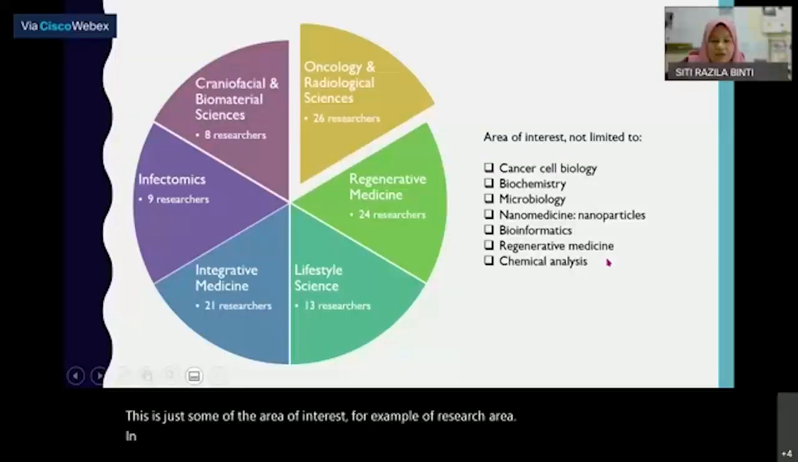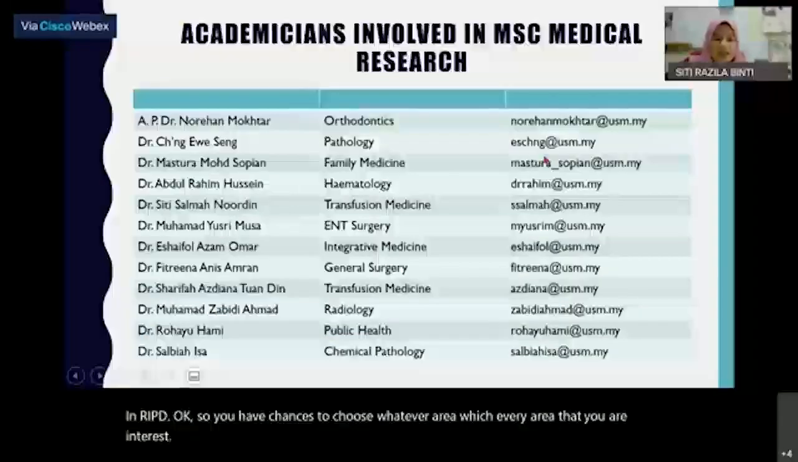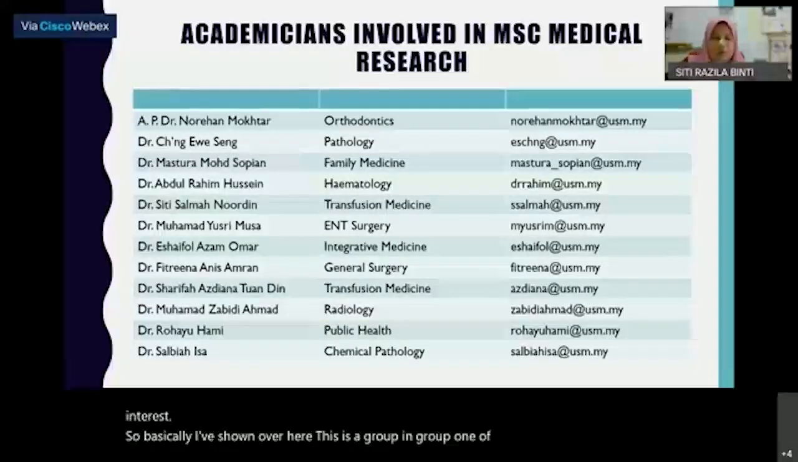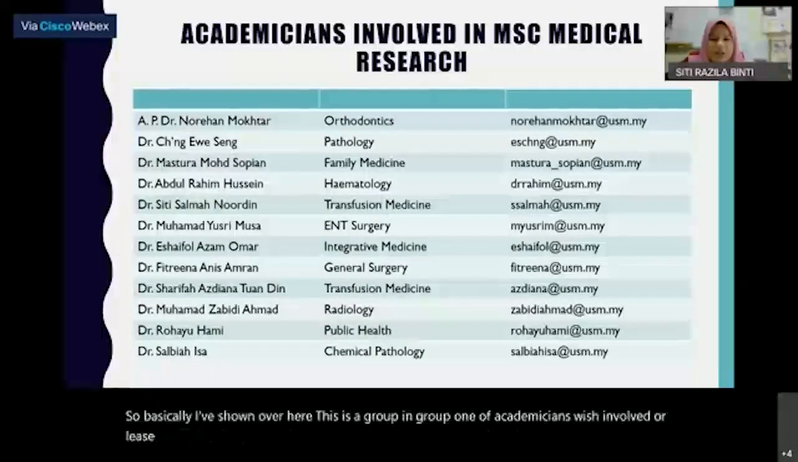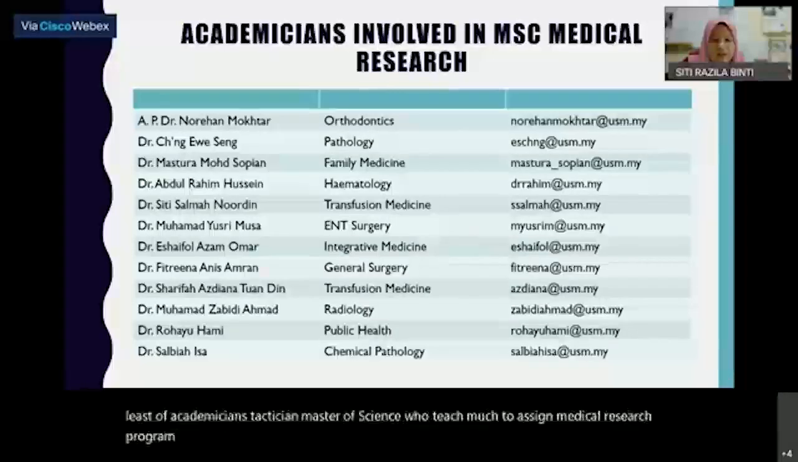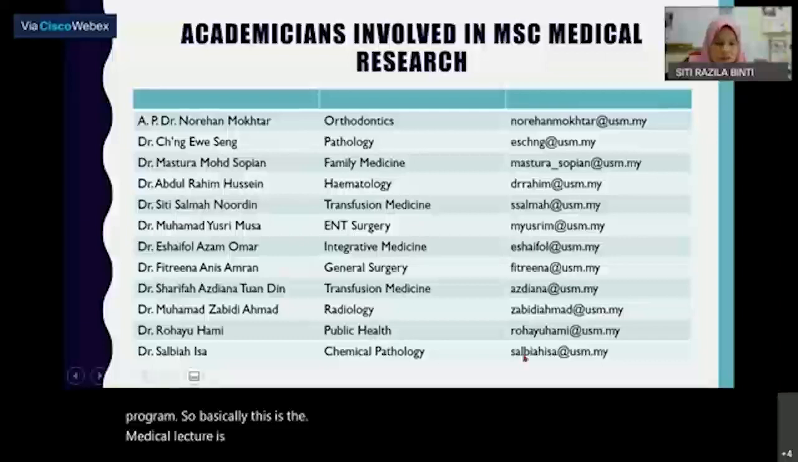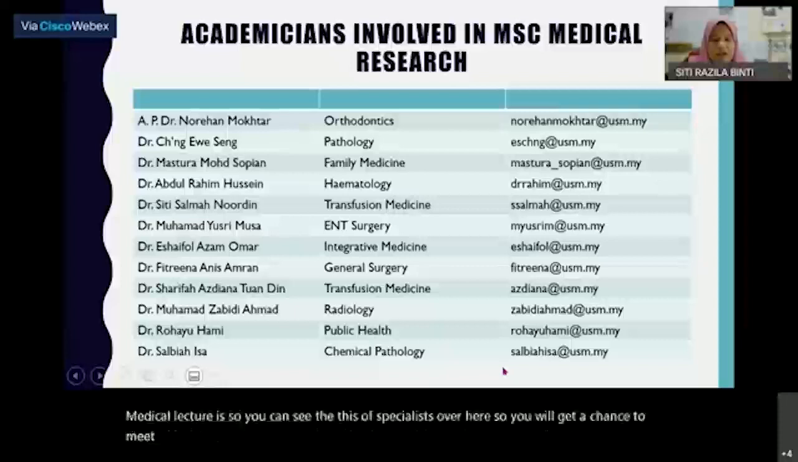Okay, so you have chances to choose whichever area you are interested in. Basically, I've shown over here group 1 of academicians, a list of academicians who teach the Master of Science Medical Research program. These are the medical lecturers, so you can see the list of specialists here. You will get a chance to meet them personally during lectures.